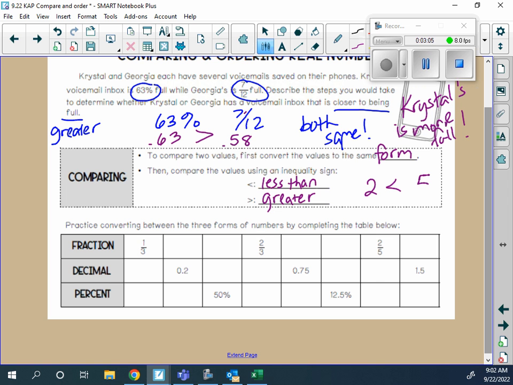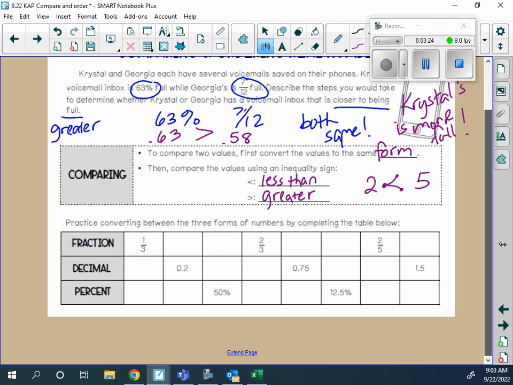Remember, I'm sure you learned some kind of a little trick to help your brain remember that, whether it's the alligator eats the big one, or the big side points to the big number, or there's 1 dot here, 2 dots here, 1 goes to whatever. Okay, whatever it is that you have in your mind to remember.